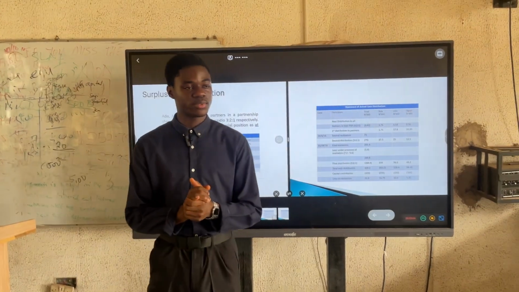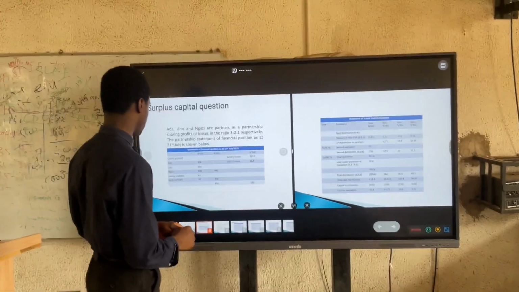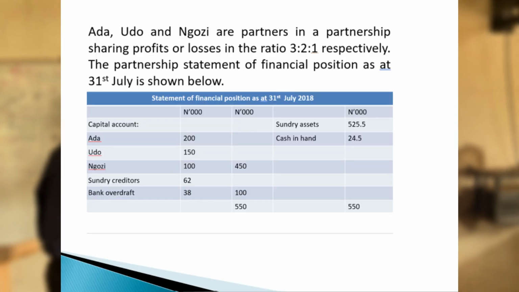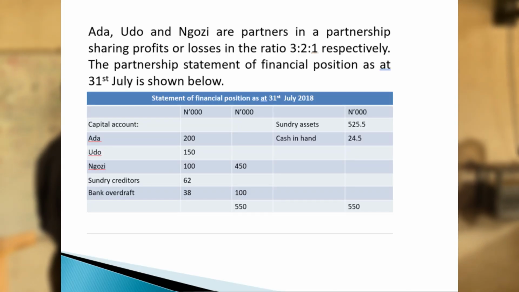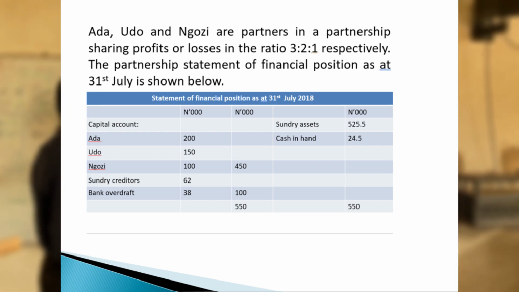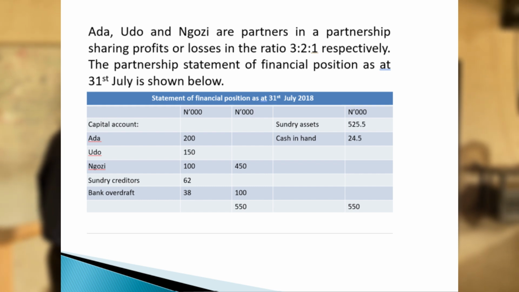So today we're going to be solving a question on piecemeal realization. So let's read the question first. Ada, Udo, and Ngozi are partners in a partnership, sharing profits or losses in the ratio 3:1, respectively. The partnership statement of financial position as at 31st of July is shown below.